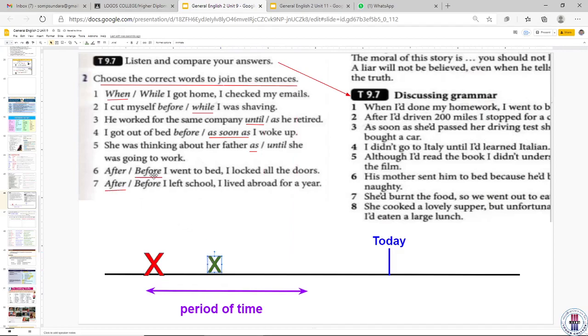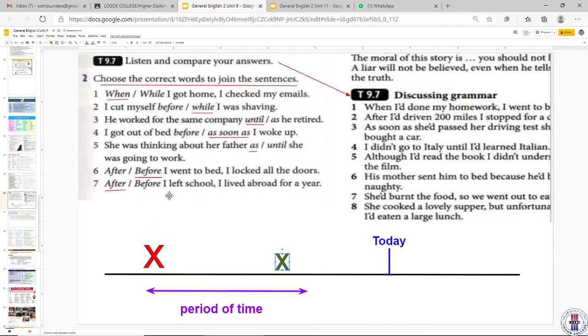Number 6, before I went to bed, I locked all the doors. Okay, so here, what did you do first? I locked all the doors. All right, here, you locked your door. Then you went to bed. It could happen here or here. It doesn't matter. All right. But this, no, cannot be over here. All right. Because you locked the doors first. This is locking the doors. And then you went to bed.